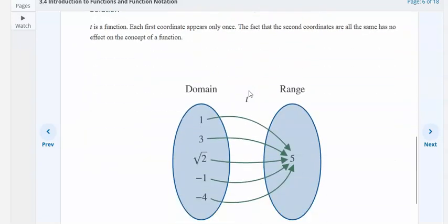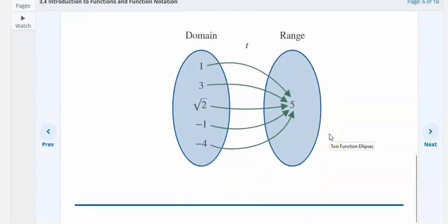Now, how about this one? Notice that there's only one line coming from the domain to the range, and the x elements are only used once. So this would be a function.